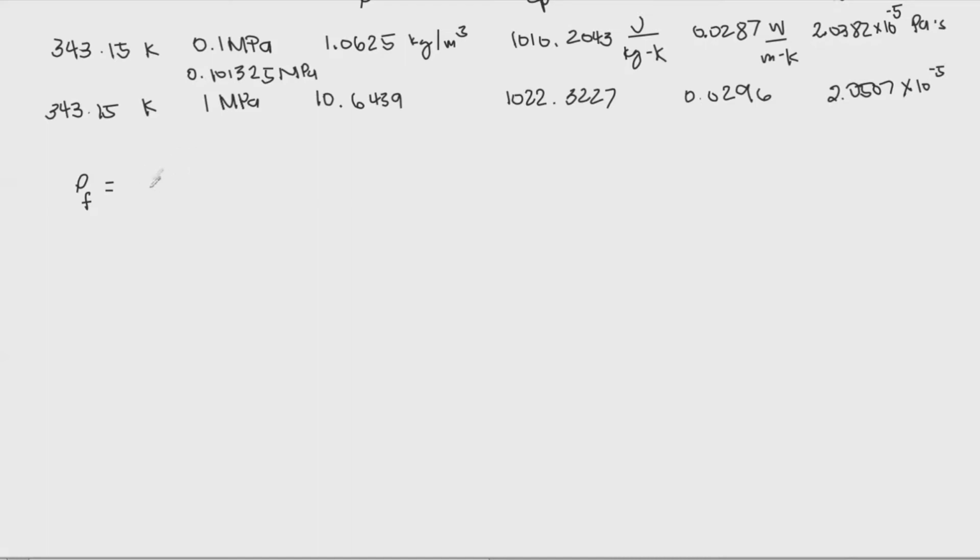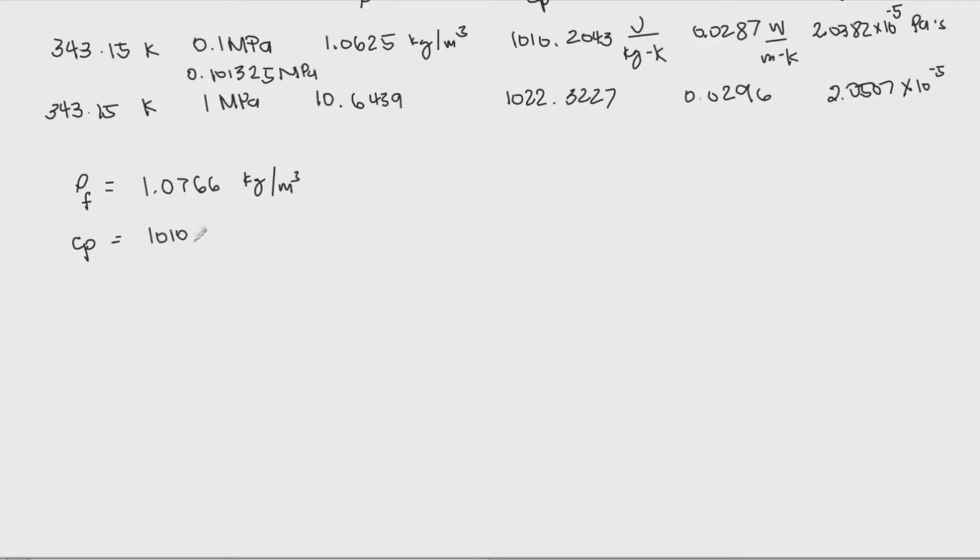So the density is equal to 1.0766, and you can check your answers. If your answer is very far from the values at 0.1, then you might have interpolated incorrectly, because remember, this 0.101325 is very close to 0.1. So it's logical to think that the values will be very close to those we've already obtained. Then the next one would be specific heat capacity.